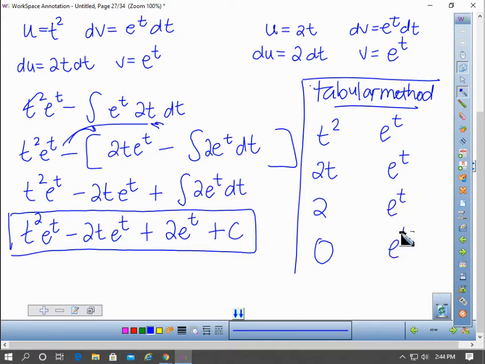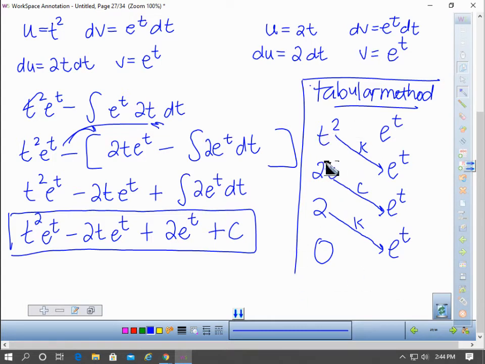Antiderivative of e to the t is e to the t. You just do it as many times as we had to take the derivative over here. Now, you go diagonally. So we're going to take the first term, multiply by the second one here, and we're going to keep the sign. We're going to take this term, multiply by the third one here, and we're going to change our sign. We're going to do this one times this term, and we're going to keep the sign. You just alternate, keep, change, depending on however many times you had to do it.